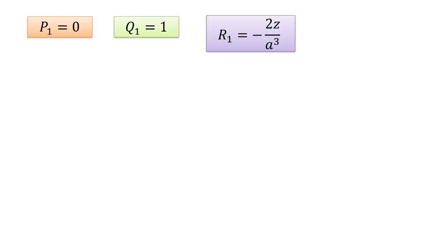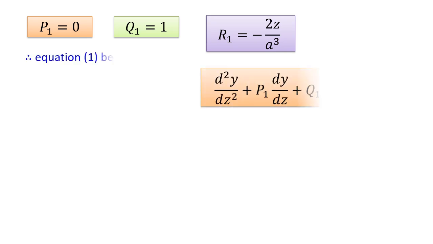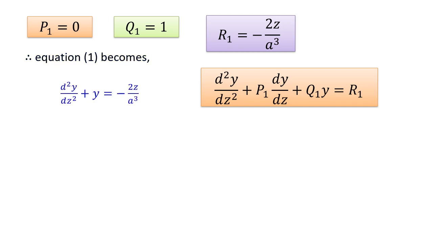Therefore, P1 is equal to 0, Q1 is equal to 1 and R1 is equal to minus 2z by a cube. We shall substitute these values in equation 1. That is, in the equation d square y by dz square plus P1 into dy by dz plus Q1 into y is equal to R1. Therefore, we get d square y by dz square plus y is equal to minus 2z by a cube. And this can be written as (D square plus 1) y is equal to minus 2z by a cube, where D is equal to d by dz.